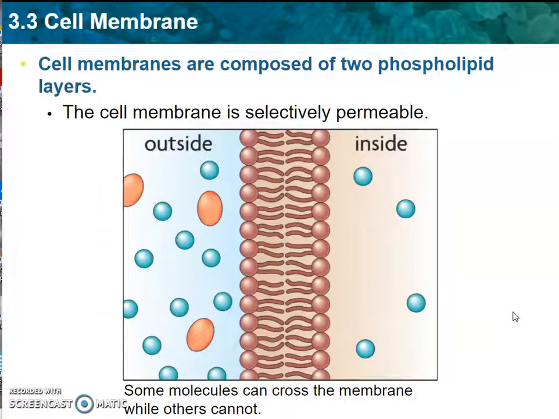Cell membranes are composed of two phospholipid bilayers. It is selectively permeable, much like a screen door. It allows water and air to move through, but it does not allow bigger things like bugs or stray cats to go through. So we can see here the water crossing that membrane. These larger molecules, whether they're salt or sugar or whatever they are, cannot.